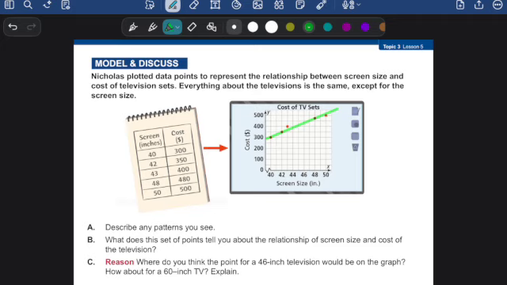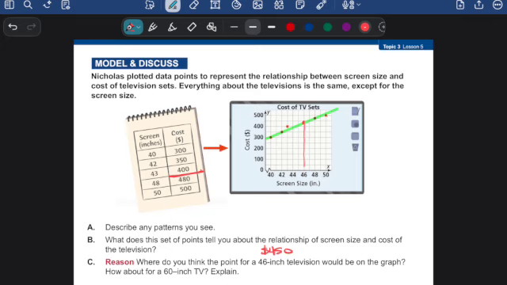Part C, where do we think the point for a 46-inch television would be? We didn't have a 46 screen in our table, but we can make an estimate based on this data. So 46 is going to be right here. If we were to draw approximately where it would be, we could say it would cost approximately $450. So about $450 for the 46-inch television, which makes sense. It's right there in between $400 and $480.